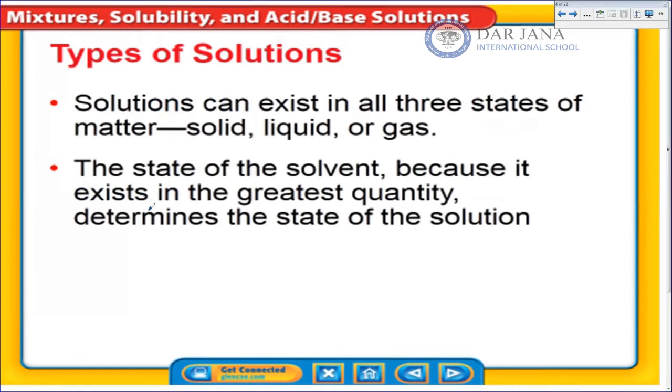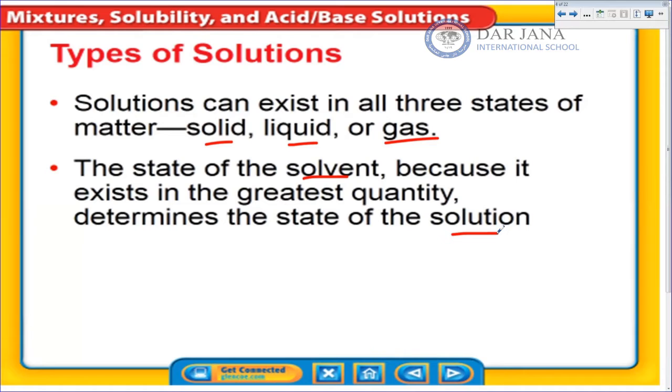Second, we will discuss together types of solutions. Solutions can exist in three states of matter. Can be a solid solution, a liquid solution, or a gas solution. The state of the solvent, because it exists in the greatest quantity, determines the state of the solution. So if you want to know the state of the solution, you look at the state of the solvent.